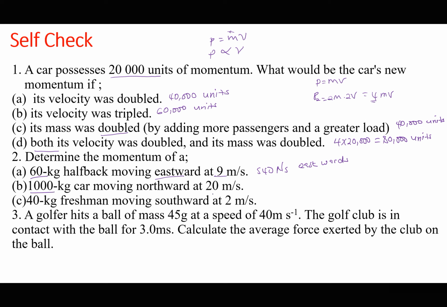1,000 kilograms, 20 meters per second northwards. So this is simply going to be 20,000 Newton seconds northwards. Because momentum is a vector quantity, it is in the direction of the velocity. Then 40 kilograms freshman moving southward 2 meters per second. So that would be 80 Newton seconds southward.